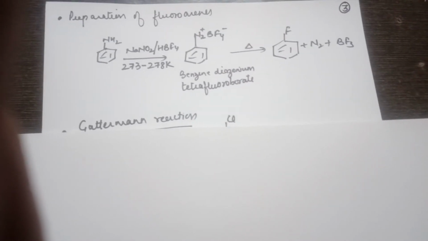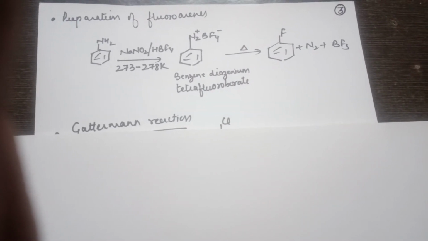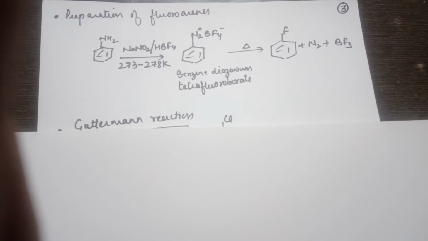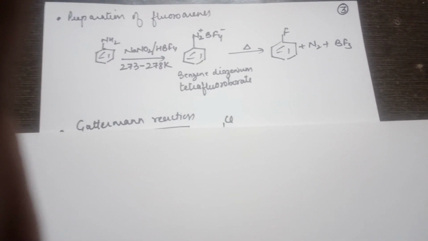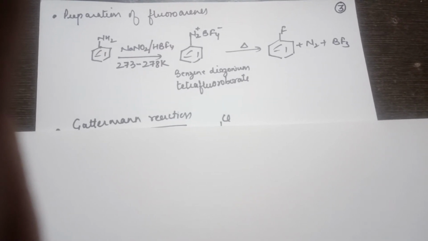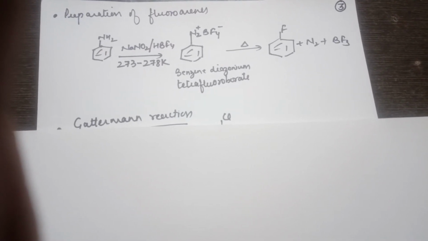So this is how you are going to prepare your fluorobenzene, by using the same method. Only the change is that instead of HCl, you are using HBF4, fluoroboric or tetrafluoroboric acid, and you are preparing benzene diazonium tetrafluoroborate.